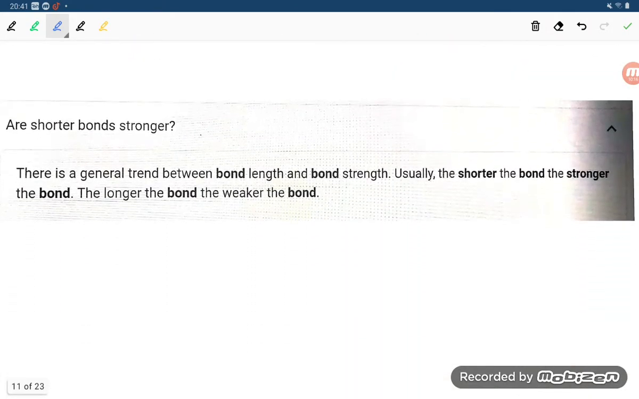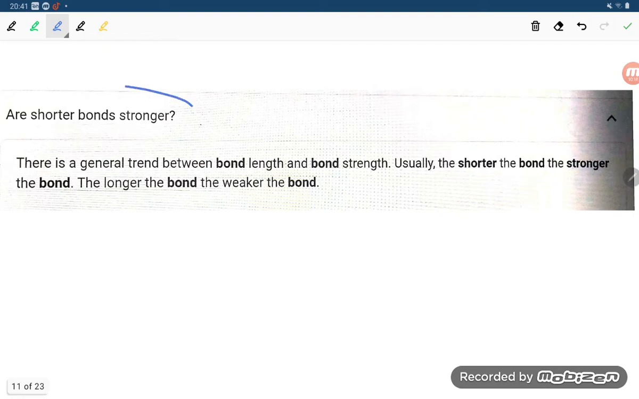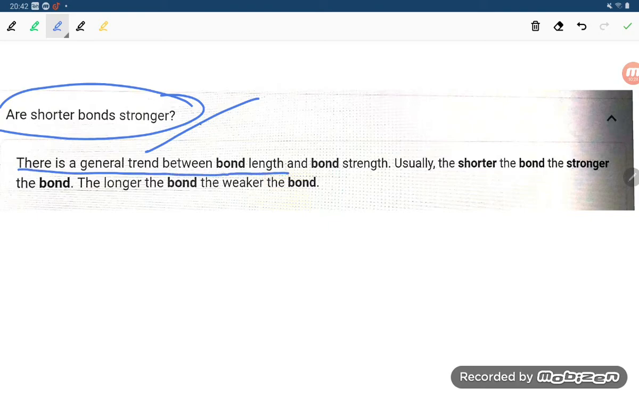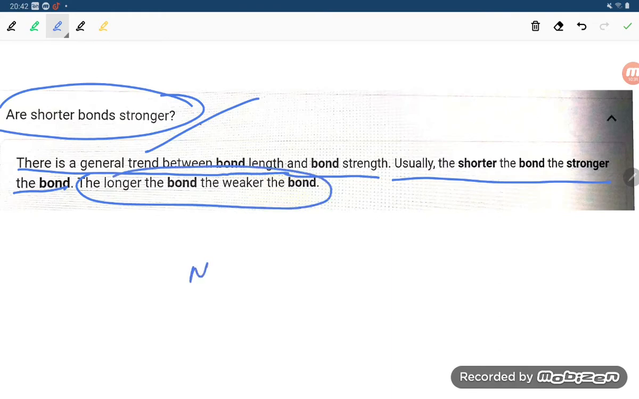Now next slide, students: a shorter bond is stronger. Why? There is a general trend between bond length and bond strength. Usually the shorter bond is the stronger bond, and the longer bond is the weaker bond. So shorter bond means, for example, a triple bond is short.